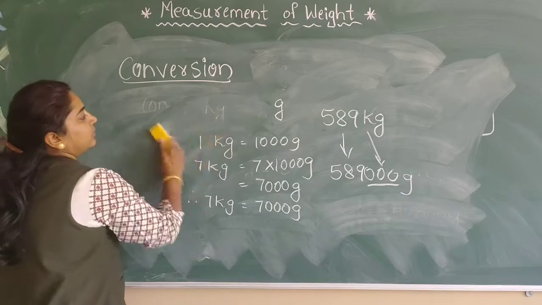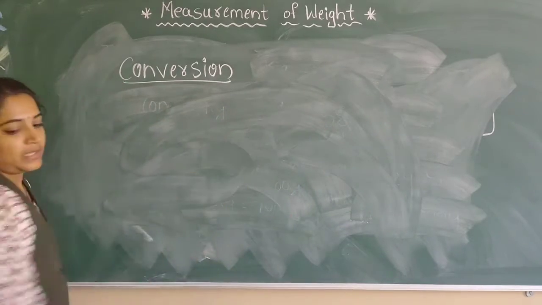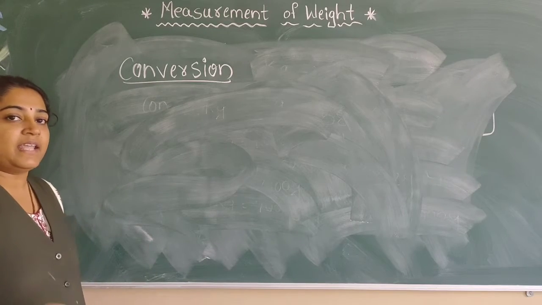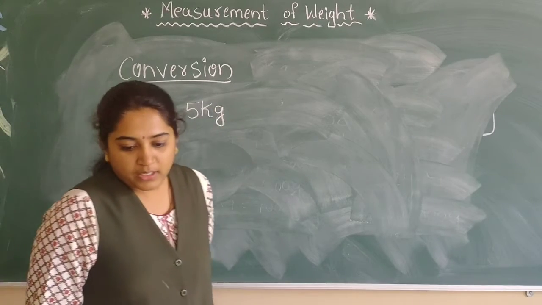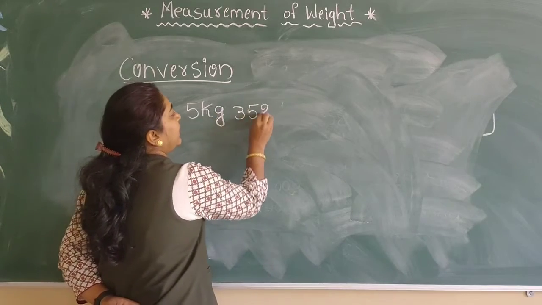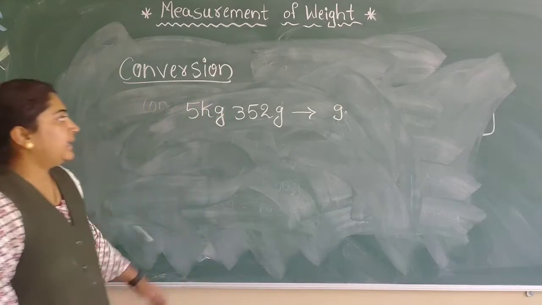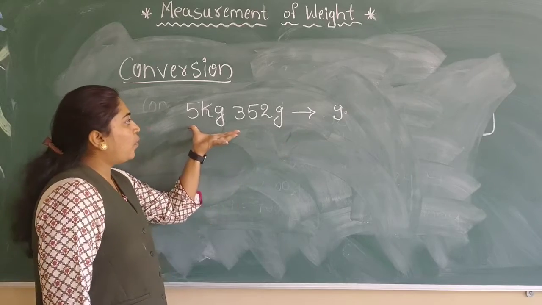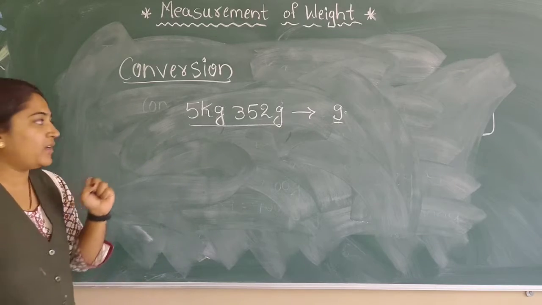Now, see, if only a kg value is there, okay. The next one is, if I want to convert, like they have given 5 kg and 352 gram. I want to convert it into gram. The value is, one is kg and another one is gram. The whole thing I want to convert into gram. How will I convert now?